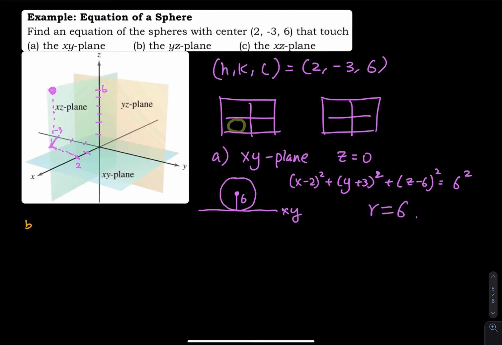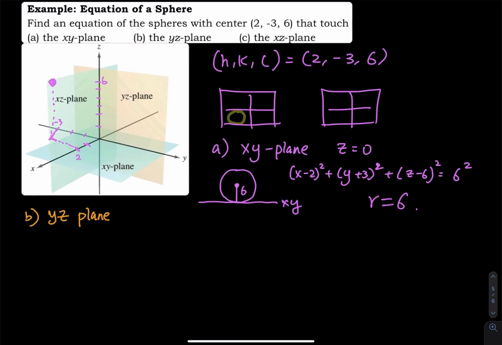Okay, and then the next one, you have a YZ plane. YZ plane is right there. So YZ plane here is what I'm trying to do. So that means we have the ball, the surface of the ball is touching the yellow plane. Again, the surface of the ball is touching the yellow plane. In the previous problem, the ball was touching the blue plane. So this is the yellow plane. So this is how I interpret the problem.